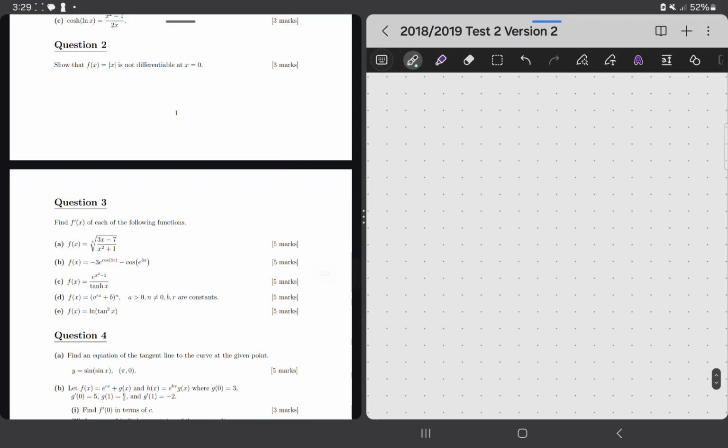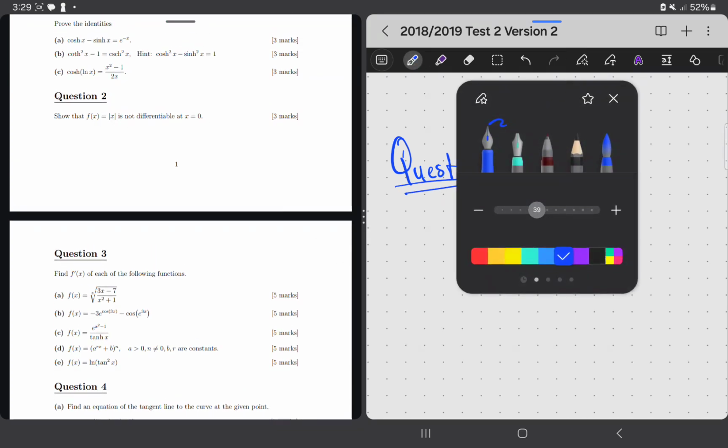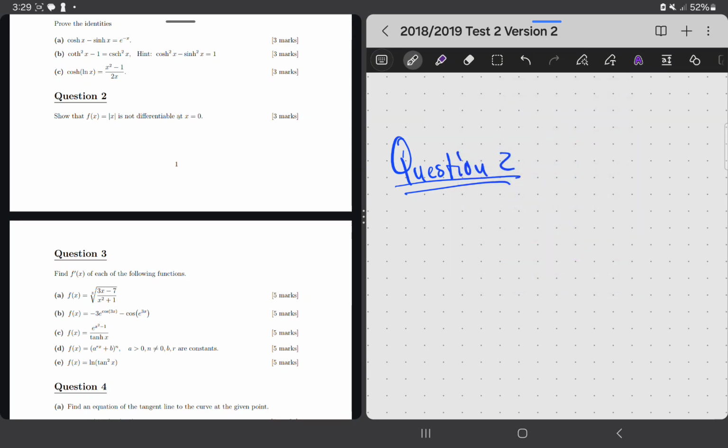Now let's start with question 2. Question 2 says, show that f of x equal to modulus of x is not differentiable at this point. So we can just say f of x is not differentiable. If they say not differentiable, we need our piecewise function. So how will we do it?